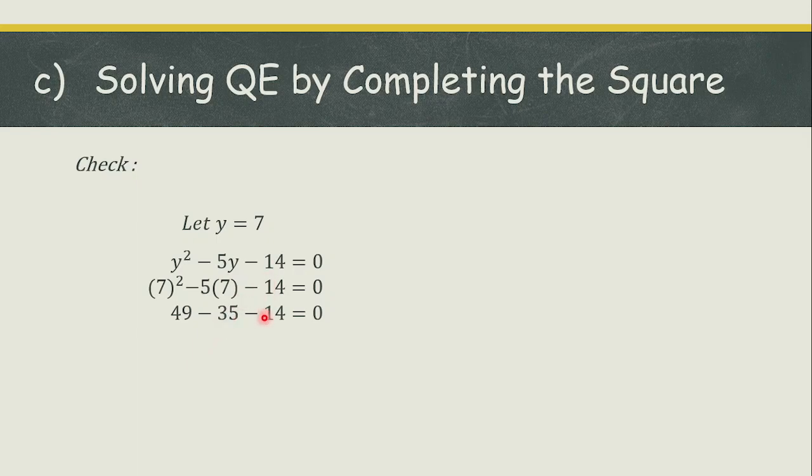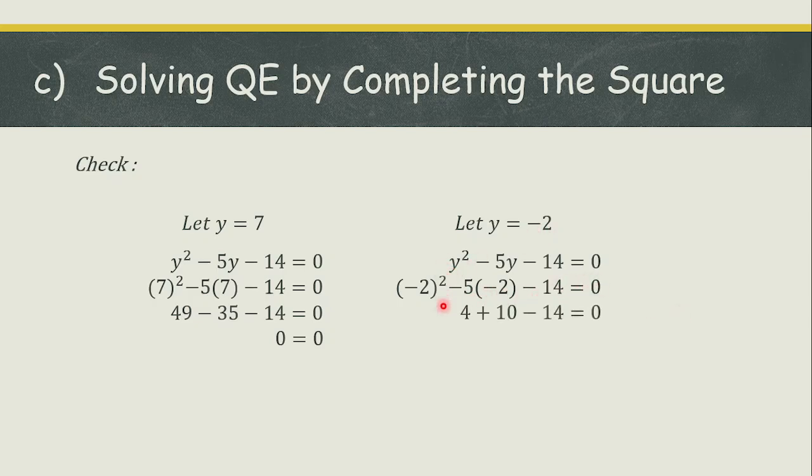Then, copy minus 14. 49 minus 35 minus 14, the answer is 0. So, 0 is equals to 0. So, it is true to the equation that the first root of the equation is the right answer. Okay, next one. Second root of the equation, let y is equals to negative 2. Copy the original equation, substitute negative 2 to the original equation. So, negative 2 squared minus 5 times negative 2 minus 14 is equals to 0.